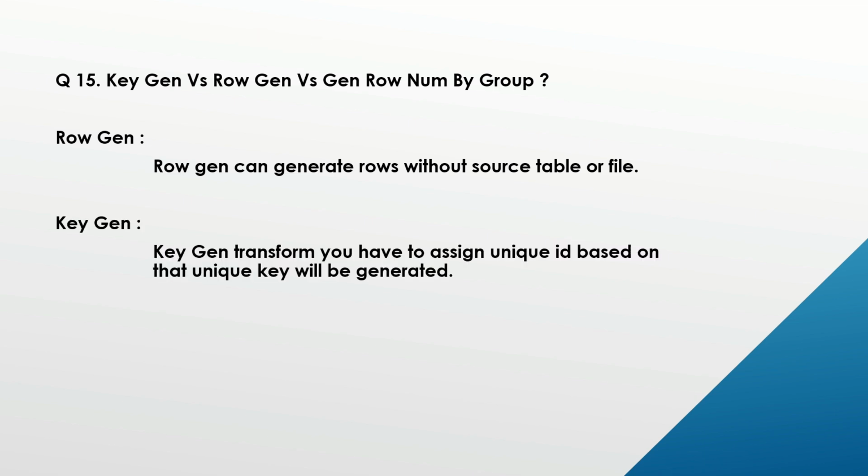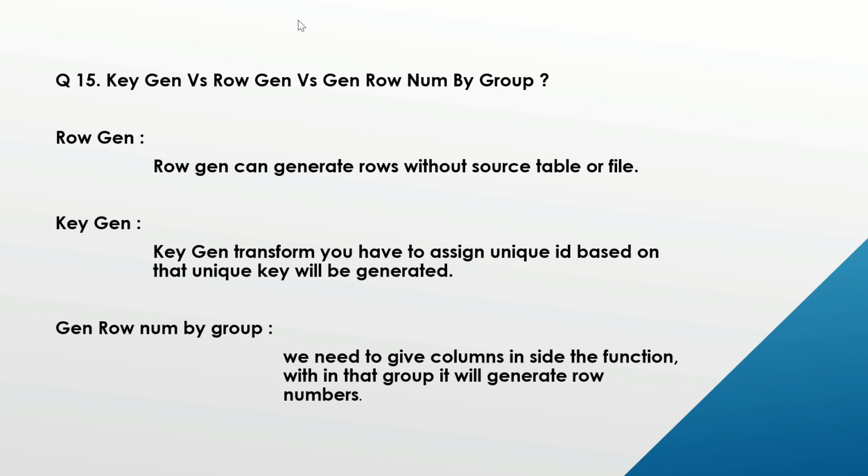Next one, key generation. Key generation transform, we have to assign unique ID. Based on that unique ID, it will generate the key columns. For key generation transform, we need unique ID. With respect to that unique ID, it will generate the unique key values.